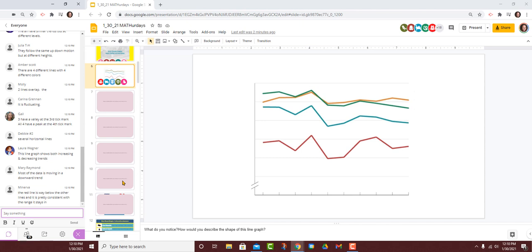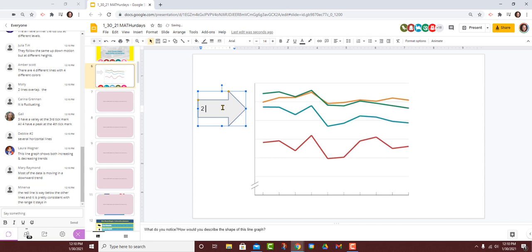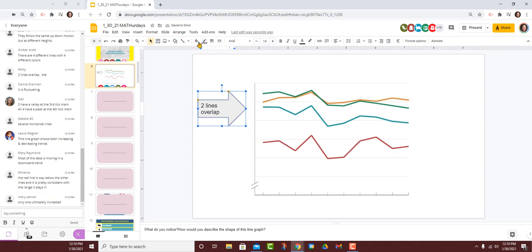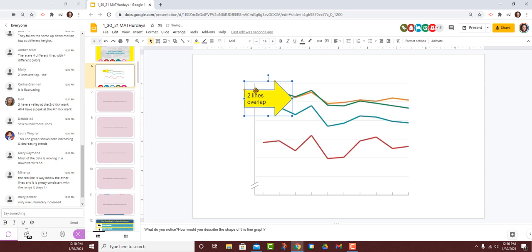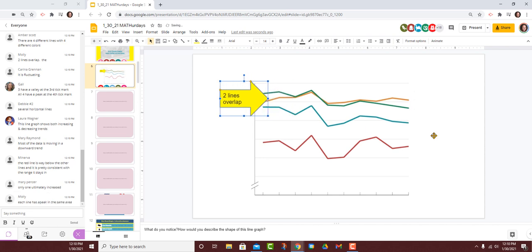And I'm going to start off with Molly. Hi, Molly. Can you tell us, you said that 2 lines overlap. Where do you see that? Hi. Yeah, I was looking at the green and the yellow lines kind of intersecting with each other. And do you see it like, tell me, I'm going to start moving this arrow. You tell me kind of when to stop when I'm there.